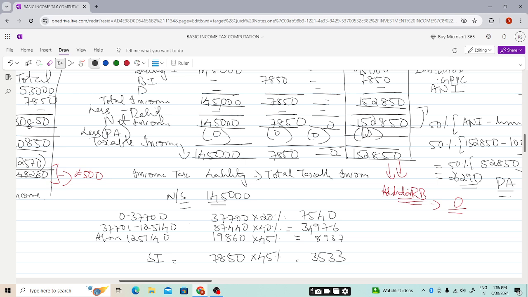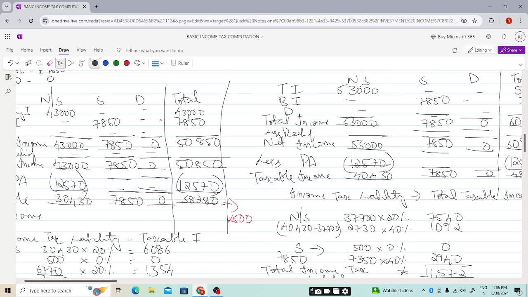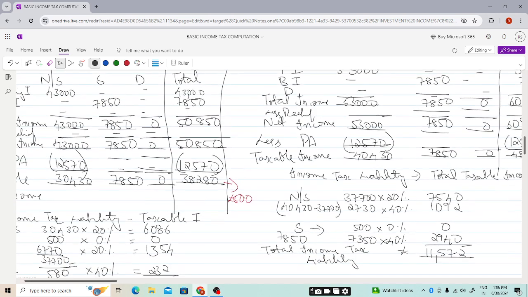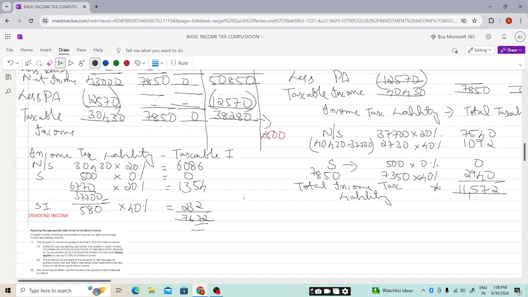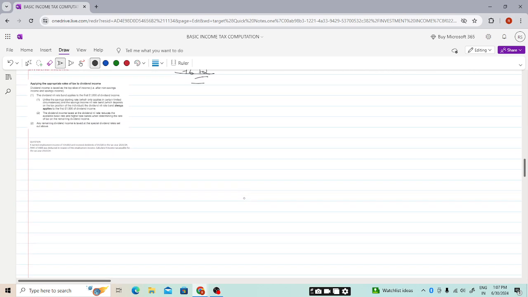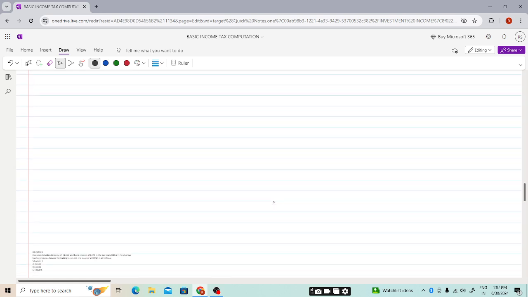3,533. So this will give rise to the total income tax liability. What will be the total income tax liability? The total income tax liability will be 54,986. So done with this. Now we are done with the savings income.